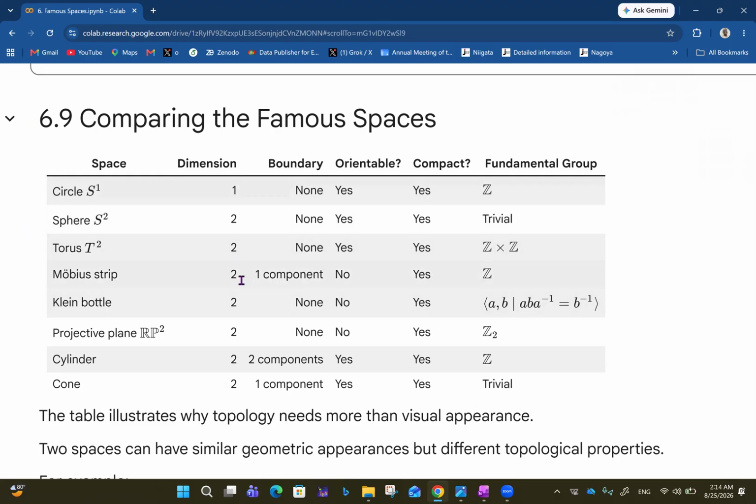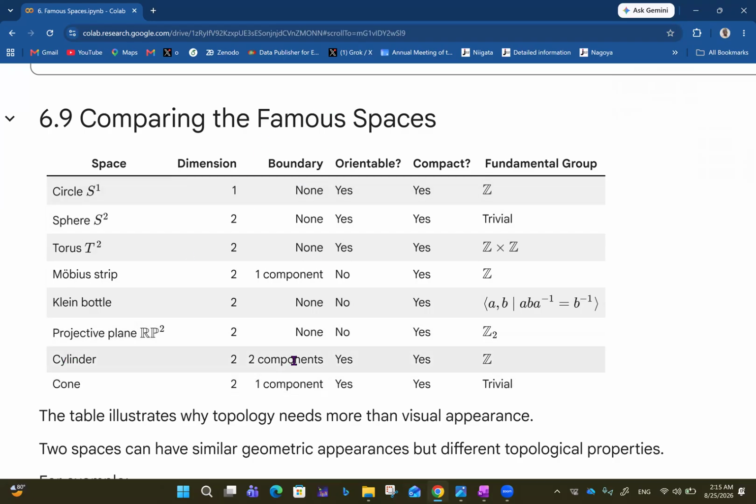Mobius strip, two-dimensional, one boundary component, not orientable, it's compact, and the fundamental group is integer. Then the Klein bottle, two-dimensional, no boundary, not orientable, compact, and the fundamental group is AB such that A inverse is B inverse. Then you have projective plane RP squared, two-dimensional, no boundary, not orientable, compact, and fundamental group is Z2 containing just 0 and 1. Then you have the cylinder, two-dimensional.